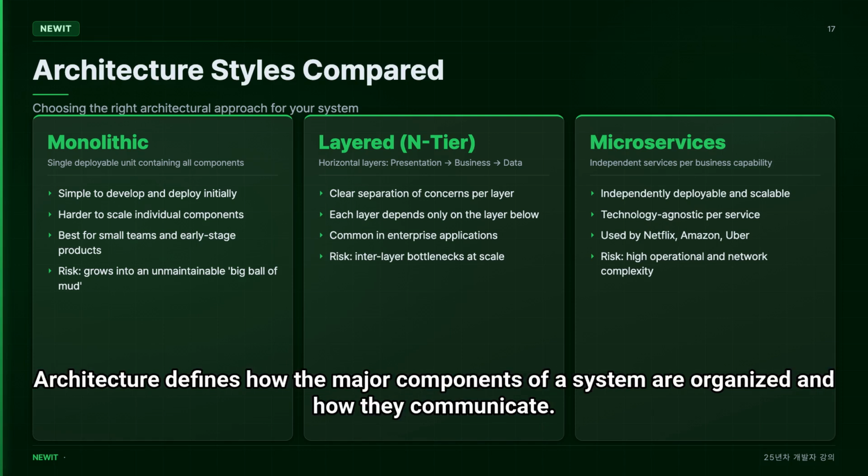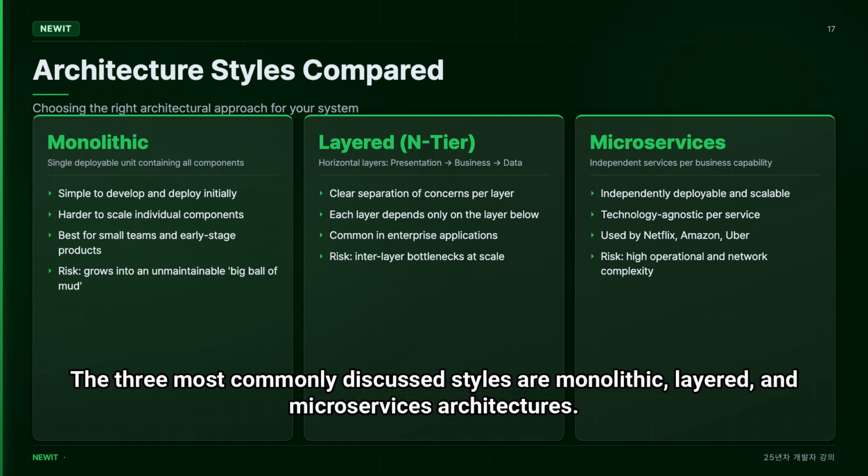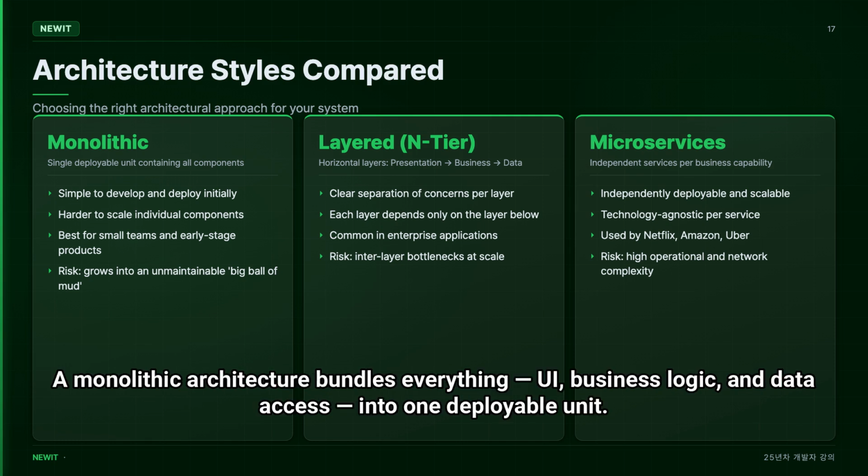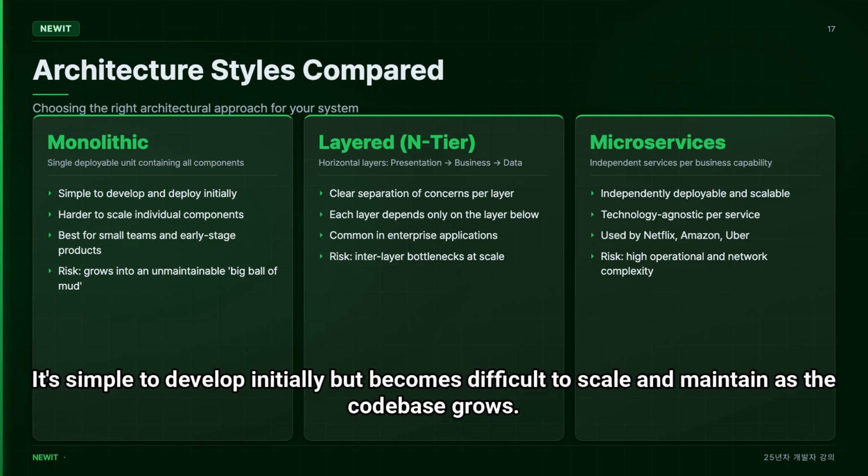Architecture defines how the major components of a system are organized and how they communicate. The three most commonly discussed styles are monolithic, layered, and microservices architectures. A monolithic architecture bundles everything, UI, business logic, and data access, into one deployable unit. It's simple to develop initially, but becomes difficult to scale and maintain as the codebase grows.